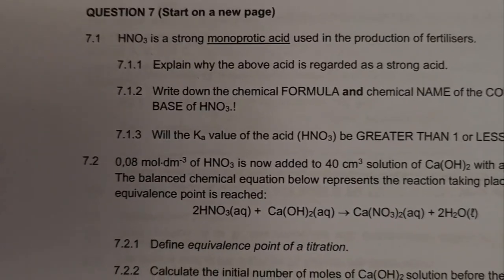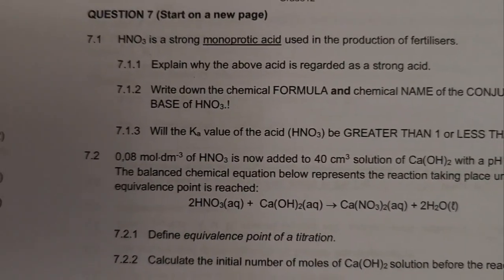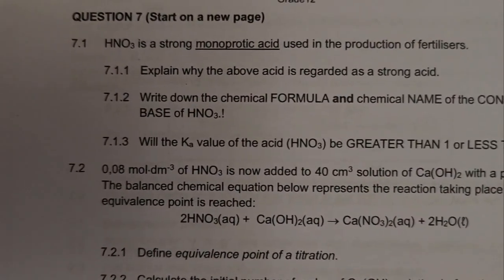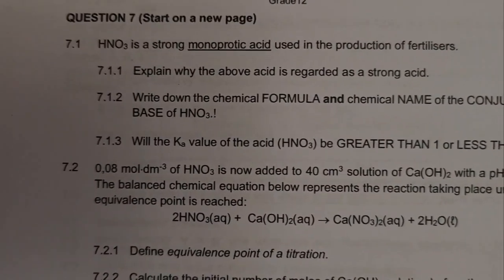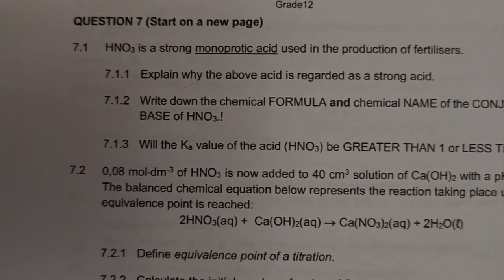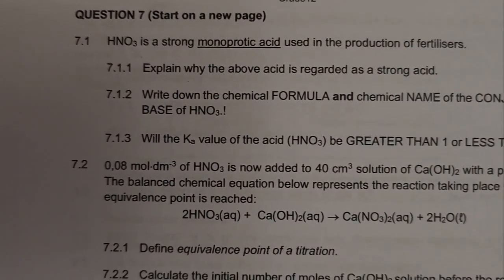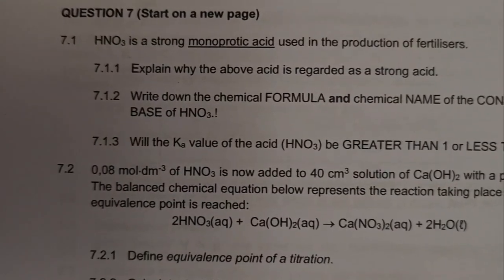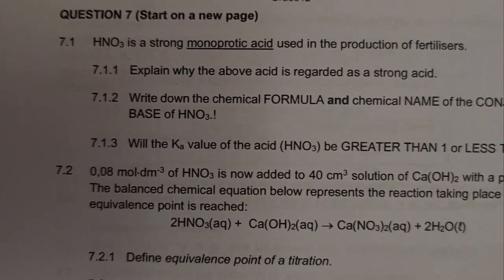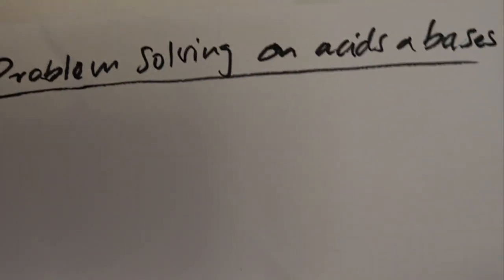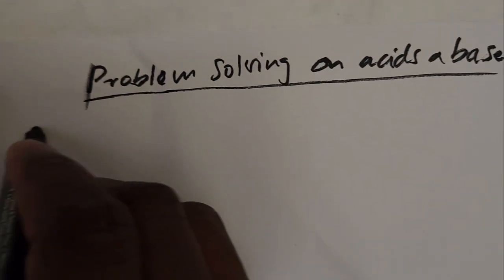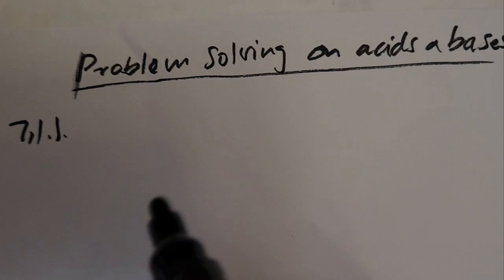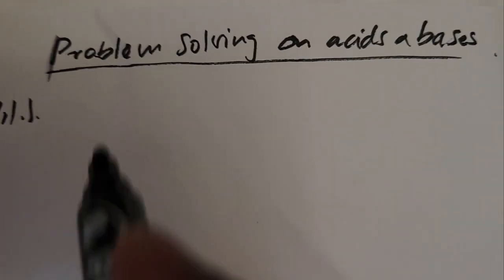This was question number 7. They say nitric acid is a strong monoprotic acid used in the production of fertilizers. 7.1.1, explain why the above acid is regarded as a strong acid. Remember, of late we were told in no uncertain terms that we need to explain as per the examination guideline.